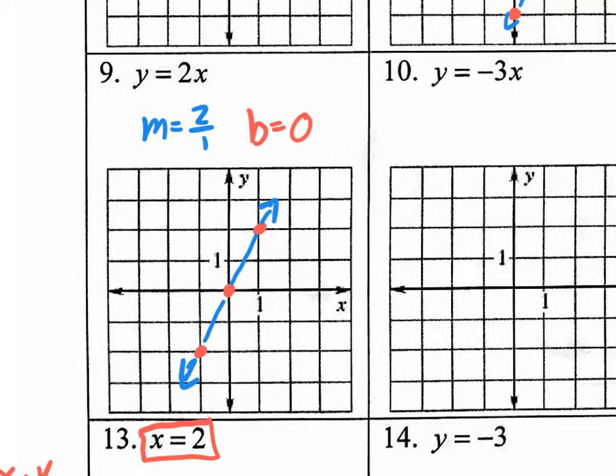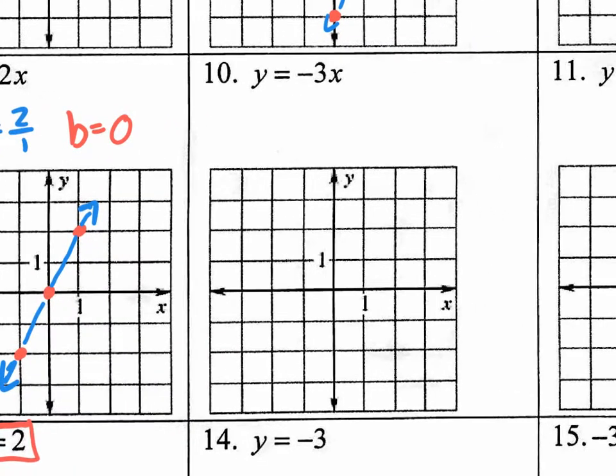Remember, the m is 2. The b value is the number that's being added or subtracted. So if you don't have one added or subtracted, it's obviously 0. Now number 10, same concept. There is no b value. So the m value is -3, but you could write it as -3 over 1. And the b value is the number that's being added or subtracted at the very end. So you could put +0 if you want.